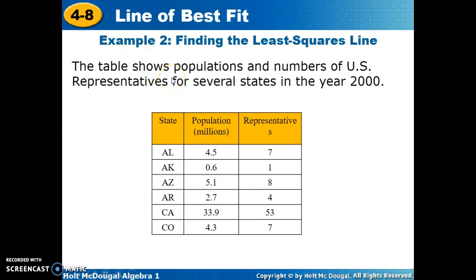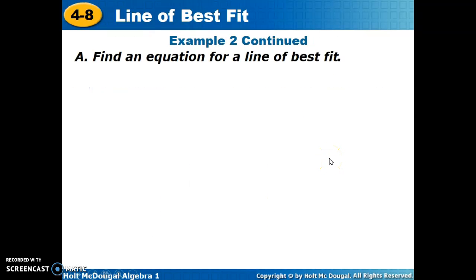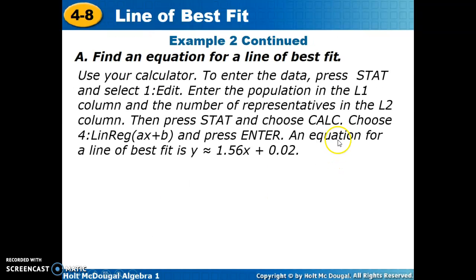The table shows populations and numbers of U.S. representatives for several states in the year 2000. Notice Alaska, number 2, population in millions, 0.6. We have 600,000 people roughly, and we have 1 representative. We're going to find the equation for the line of best fit.